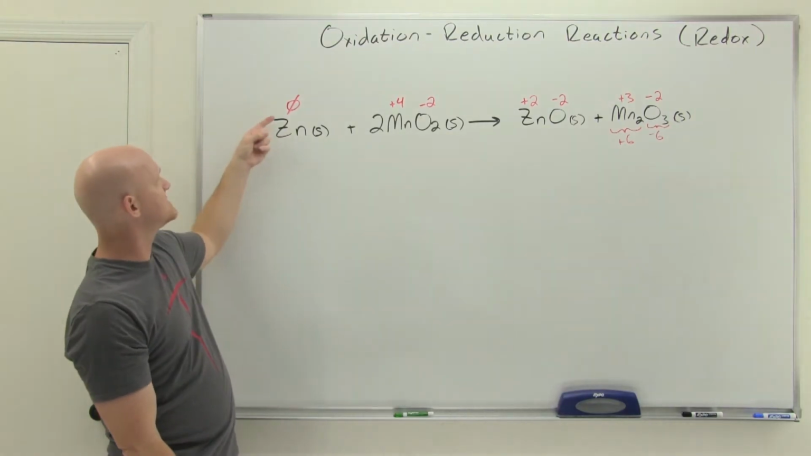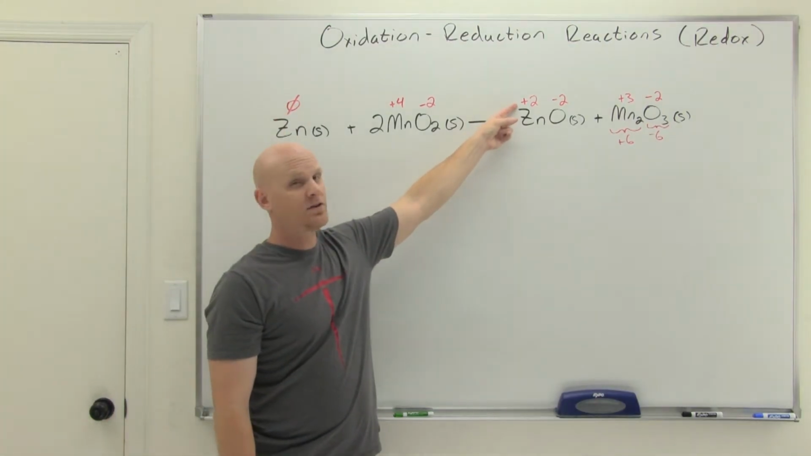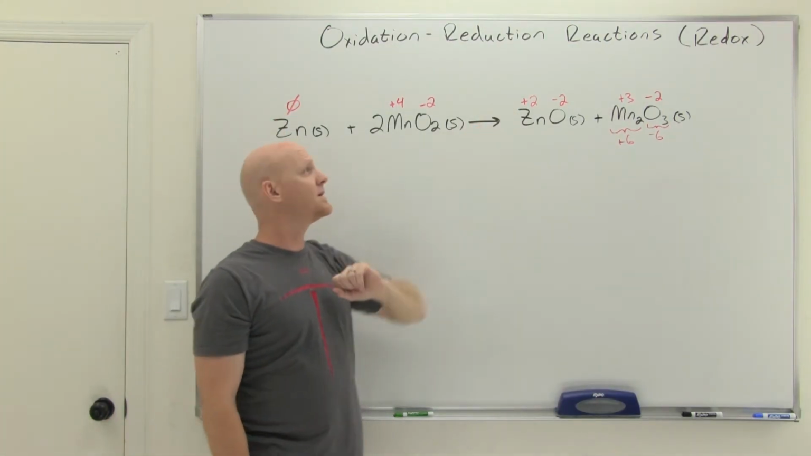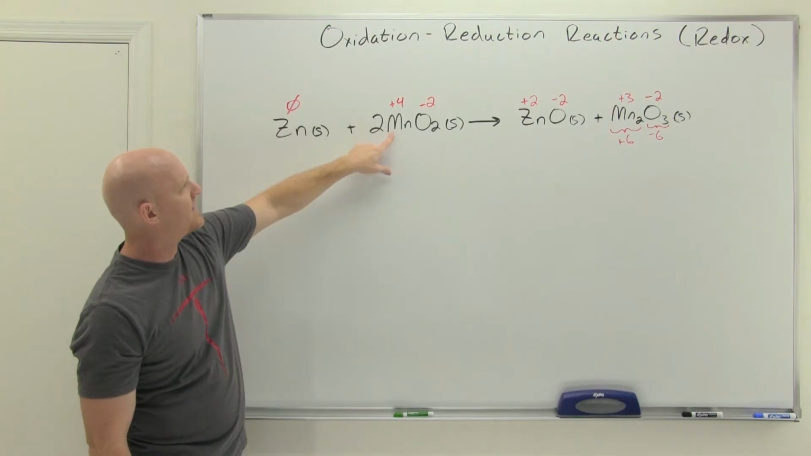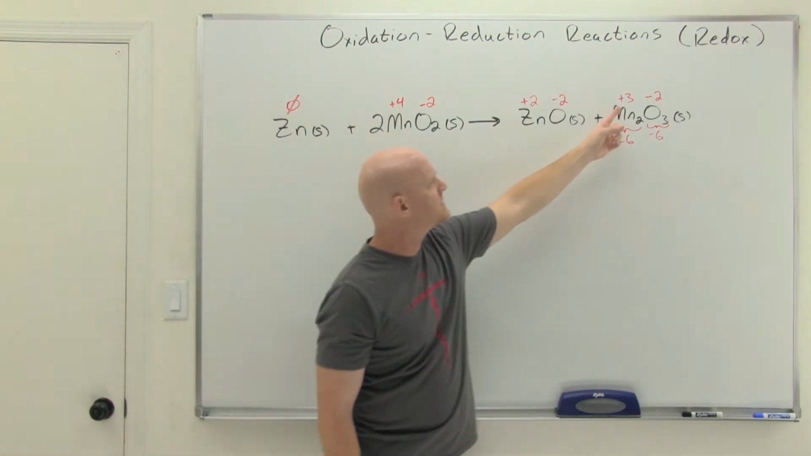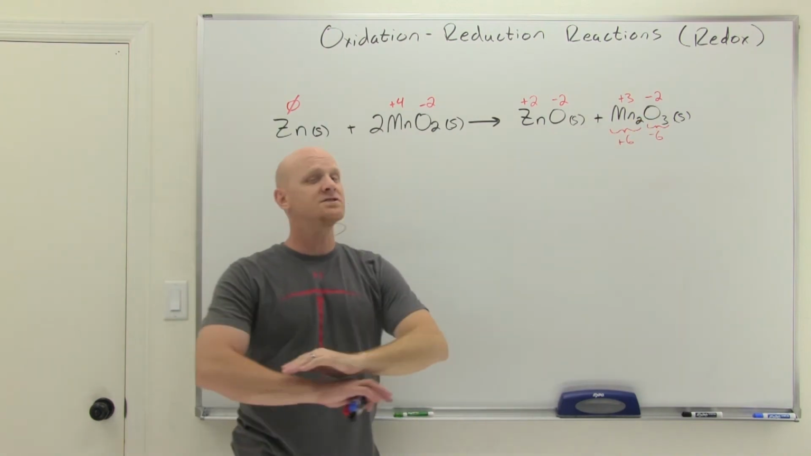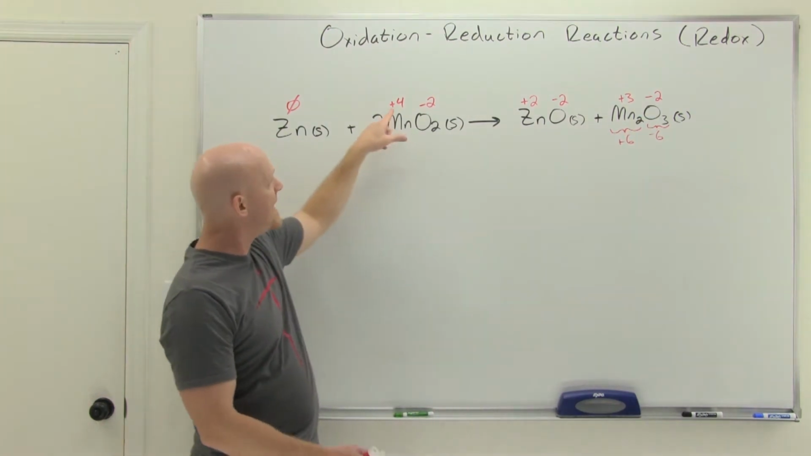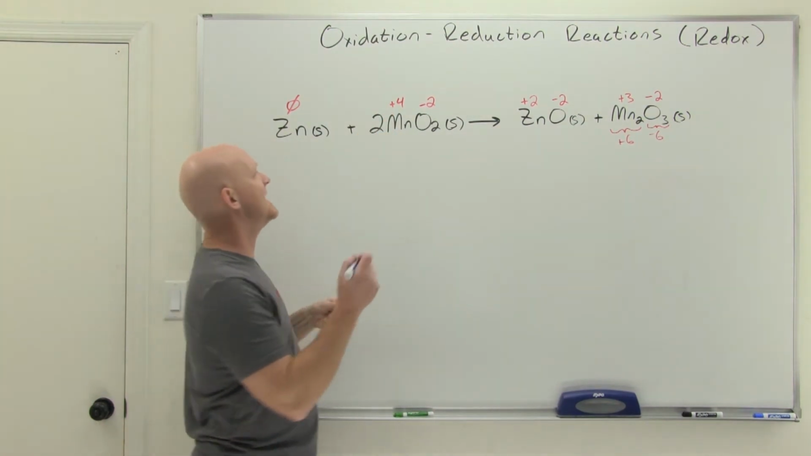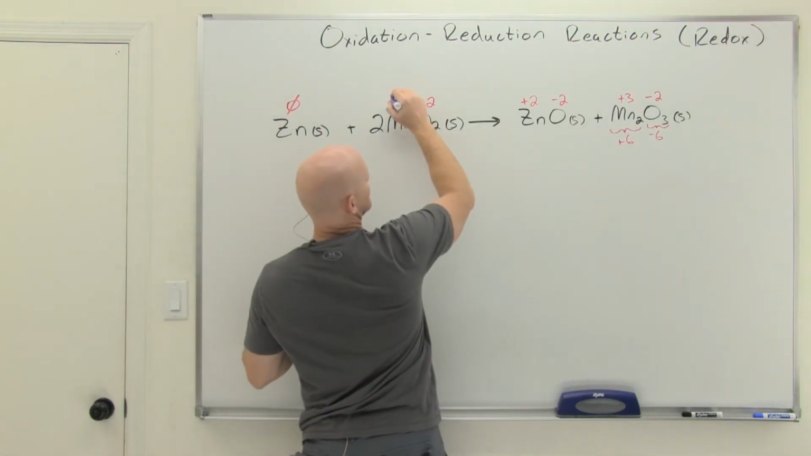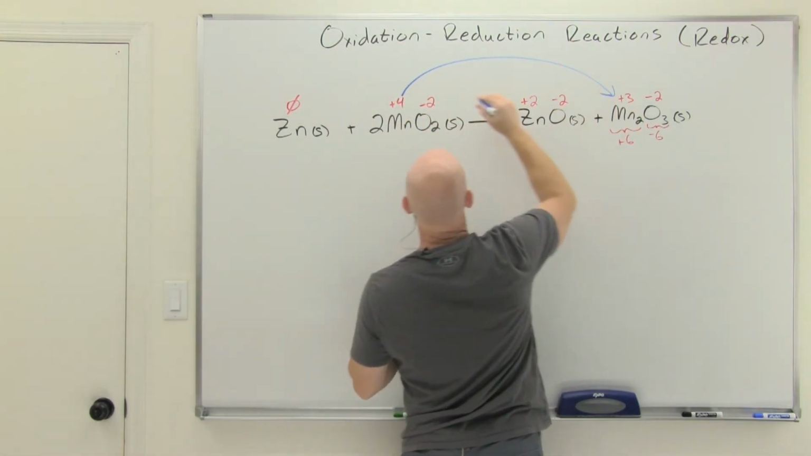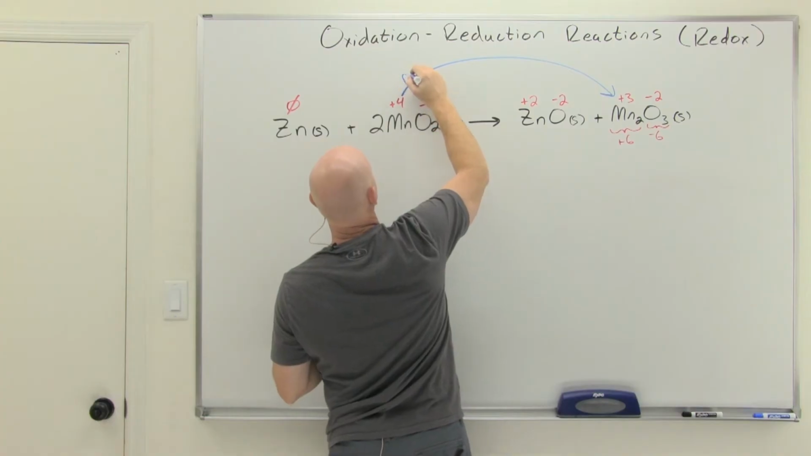Now, if we start with zinc, zinc goes from 0 to +2. That's not going down, that's going up. But manganese, on the other hand, is going from +4 to +3, and then oxygen's just staying the same, -2, -2, -2. So oxygen's not getting oxidized or reduced, but it's manganese that is going down. And so in this case, we would say that manganese over here got reduced.